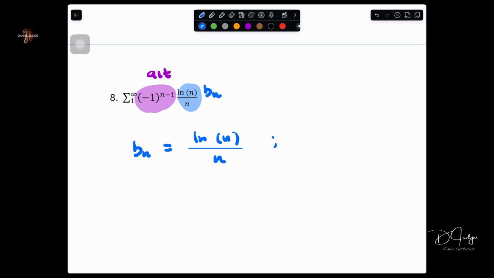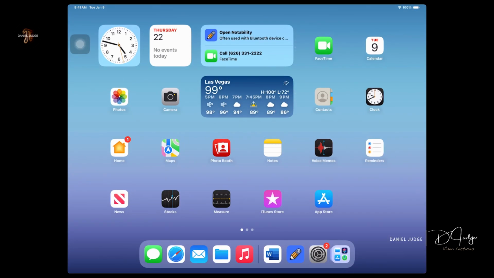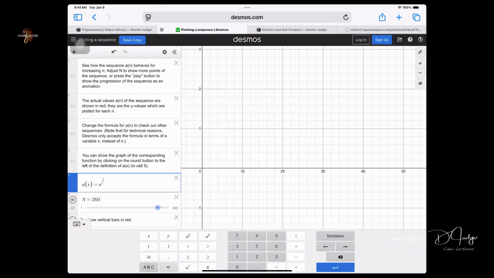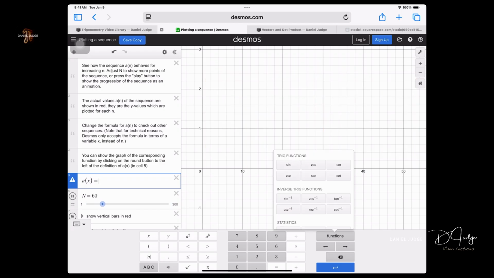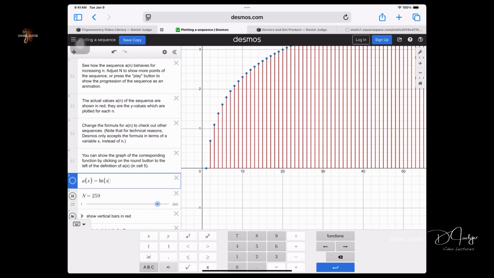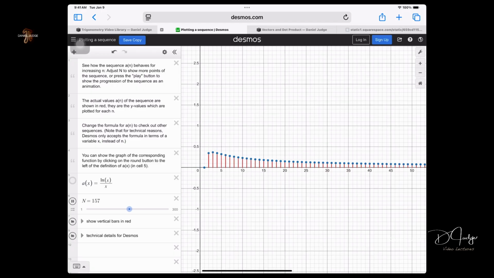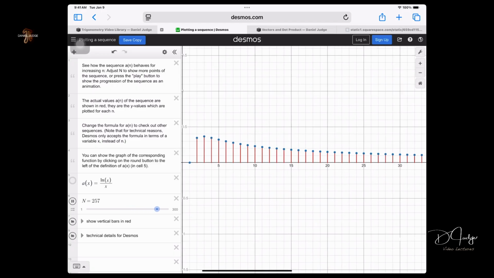And yeah, it looks like these terms are going to be positive. So you can say Bn is greater than 0 for all n. But the natural log, which one's increasing faster, the natural log or n? I think n is increasing faster than the natural log. But if we take a look at this, yeah, we start to see how this series really behaves.